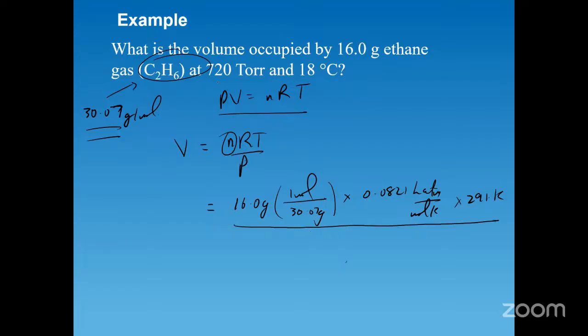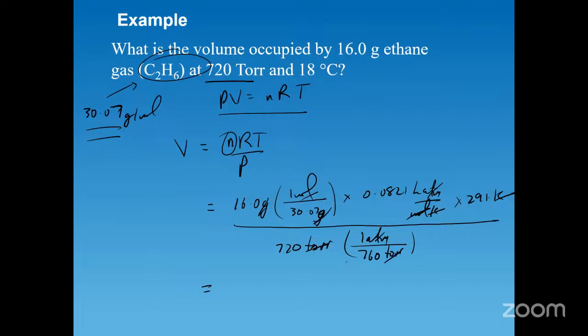Now, the pressure they gave us is in torr. But guess what? We have to do some conversion here because we have the atmosphere unit up here. So we convert from torr to atmospheres by doing this, 1 atmosphere over 760 torr, right? And that's basically the setup. And you're going to see how the units cancel out. The grams will cancel out here and here. The moles will cancel out here and here. The Kelvin will cancel out here and here. Atmosphere would cancel out here and here. And the torr units would cancel out here and here. So we just do the number crunching.